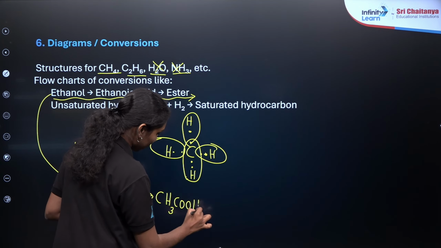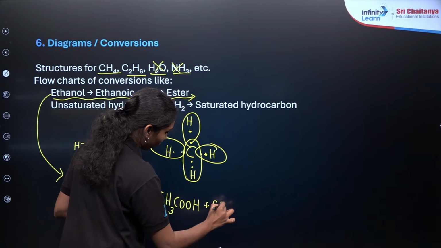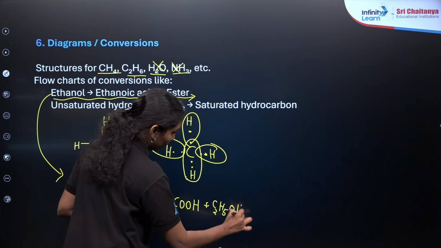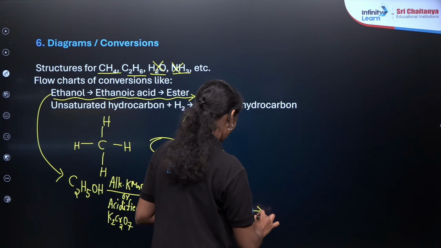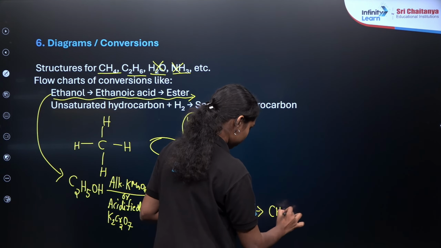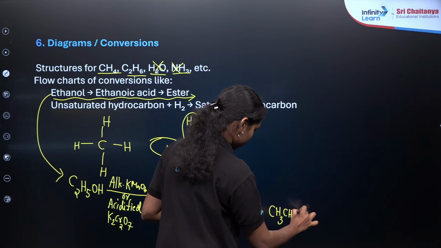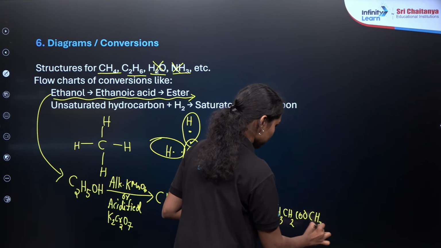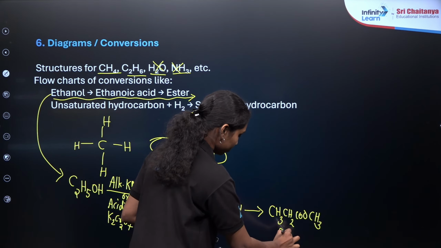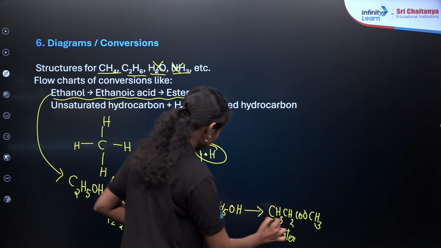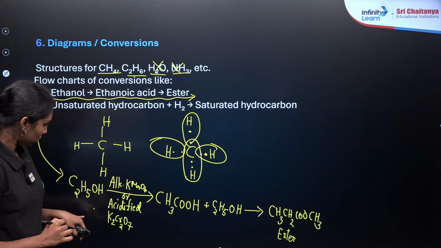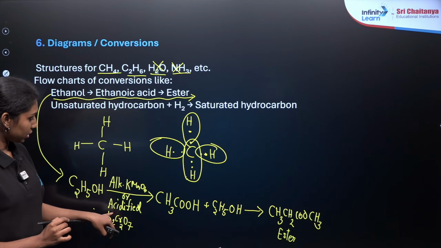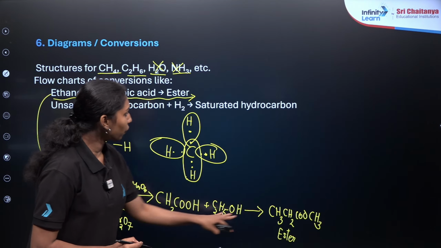Then whenever this ethanoic acid is treated with C2H5OH, similarly ethanol, right? That will be forming the corresponding ester. So this reaction is known as the oxidation of the alcohol, and this is known as the esterification part.